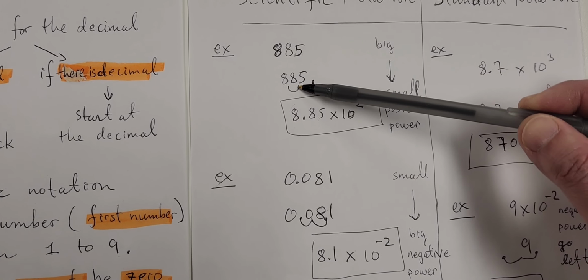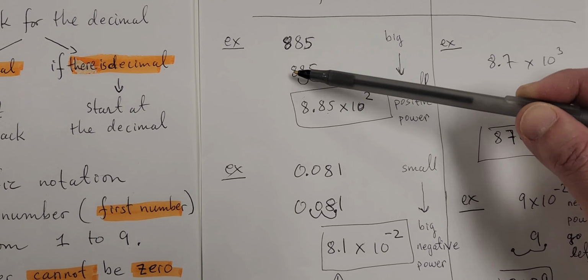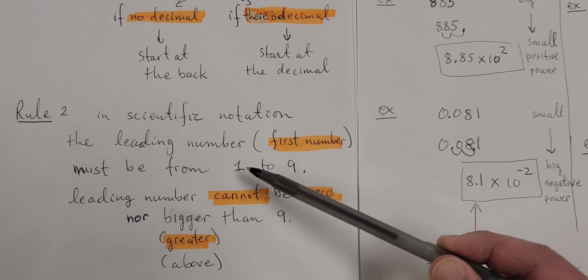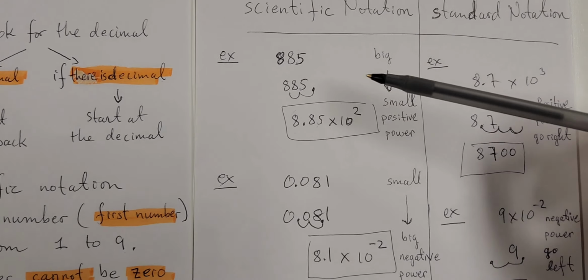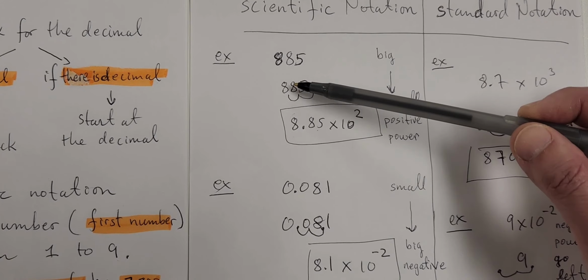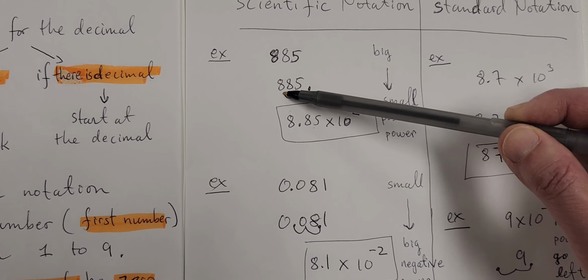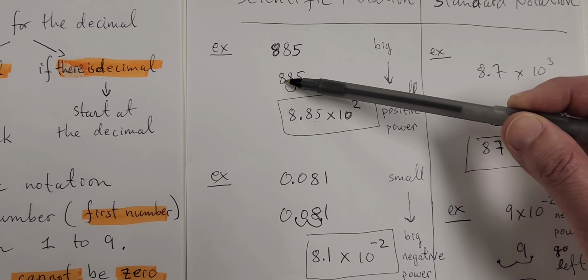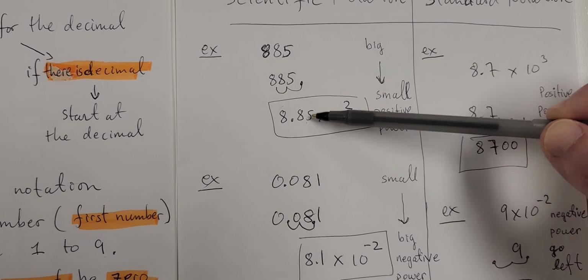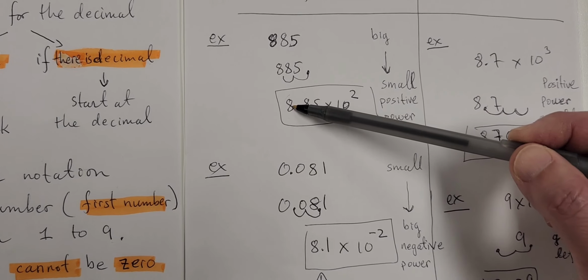The reason why we move to the left side is we need the first number to be from 1 to 9. Just like rule number 2 says, the first number is from 1 to 9. So move the decimal to the left. And I cannot stop here because 88 is still bigger than 9. So we need to move one more time, which is between the two 8s. So now it is 8.85.